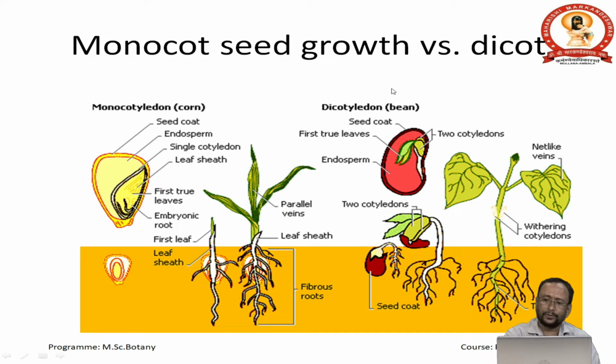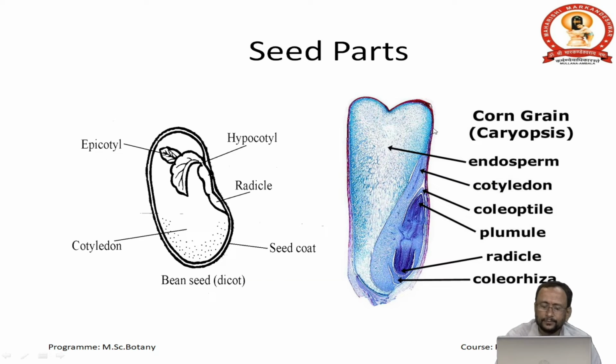In case of dicot, the seed coat is the same, but there are 2 cotyledons, the first 2 leaves, and endosperm. After germination, the seed gives rise to the plant with reticulate venation leaves and a taproot root system. This is all about monocot seed and dicot seed germination and the starting of plant life.